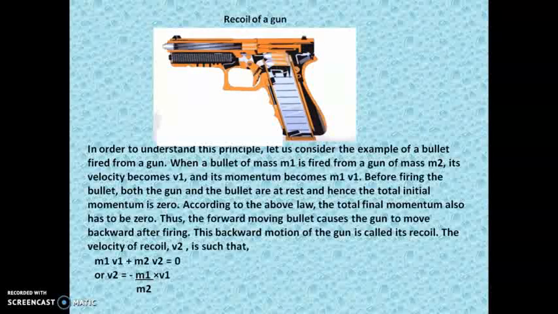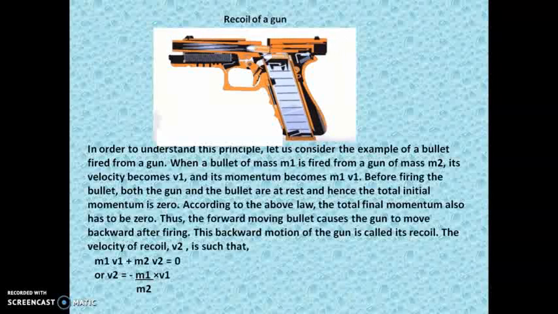Before firing the bullet, both the gun and the bullet are at rest, and hence the total initial momentum is 0. According to the above law, the total final momentum is also 0. Thus, the forward moving bullet causes the gun to move backward after firing. So very clearly we can see that as the bullet is going in the forward direction, the gun comes in the backward direction. And this backward motion of the gun is called its recoil.